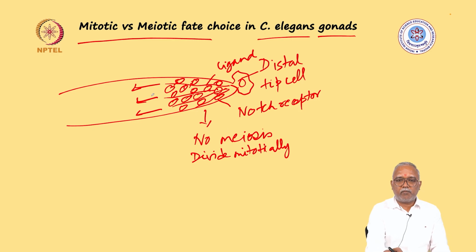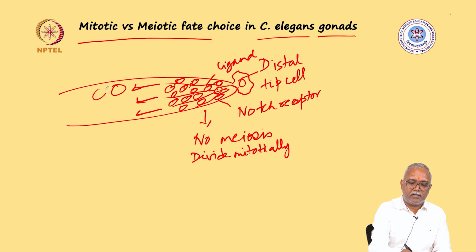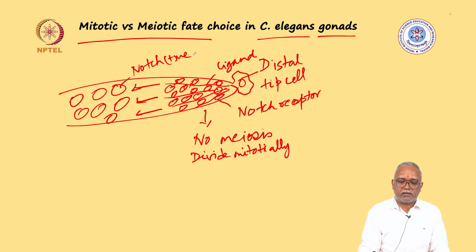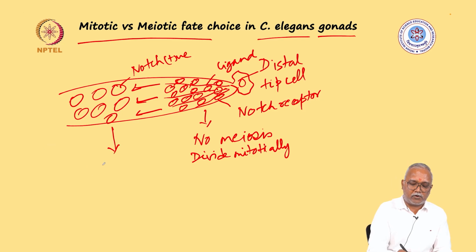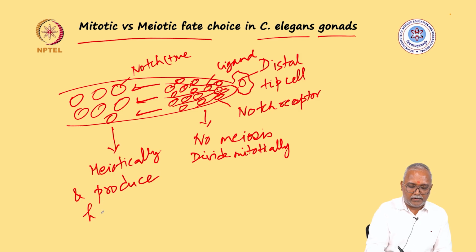When cells divide and move further away from this distal tip cell tentacles, no more productive notch delta signaling can take place. What is happening here? That these cells are, although expressing notch, but they cannot engage in the signaling. Now this is where fate choice happens, the switch happens, and they start to divide meiotically and produce haploid gametes.